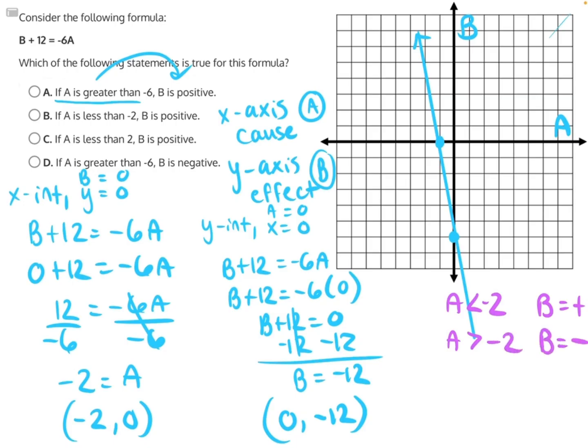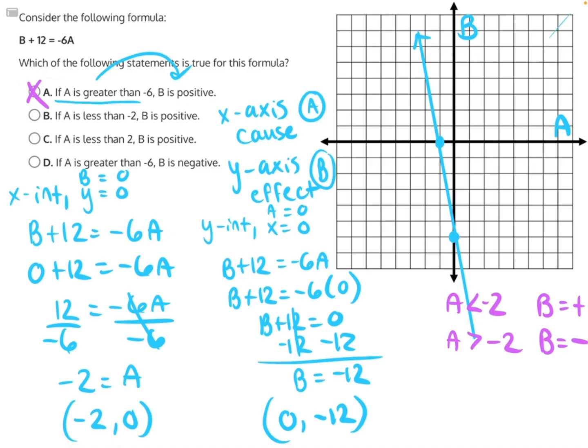and that will help us find our answer. So let's look at answer choice A. If a is greater than negative 6, 2, 4, 6, then b is positive. Well, let's estimate where that would be on the graph. Let's say it's here. Everything greater than this point on the graph would be positive until we get to this point. Once we cross over that, then we have nothing but negative values, which would make answer choice A incorrect.